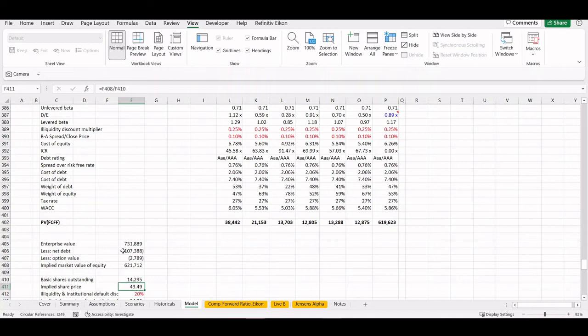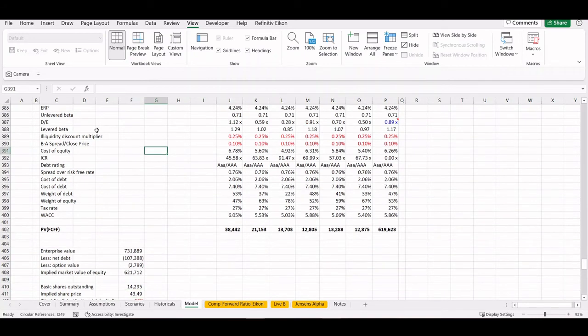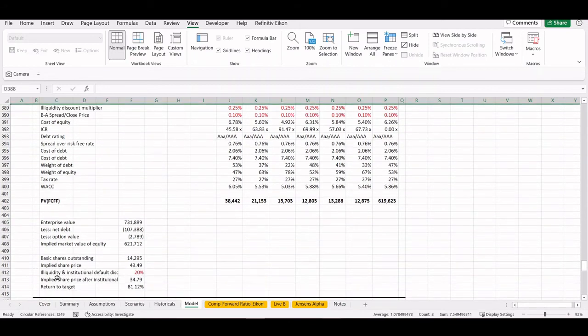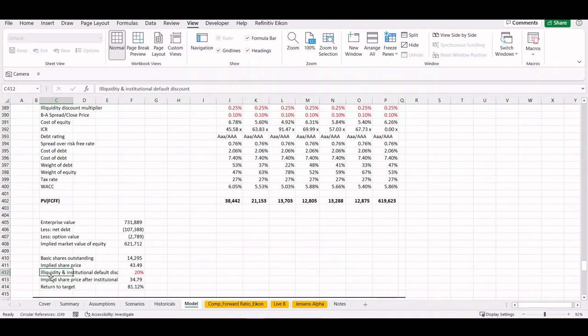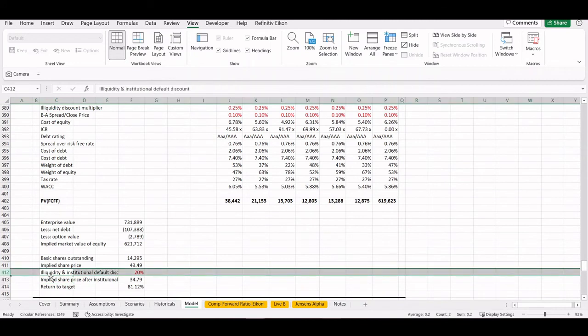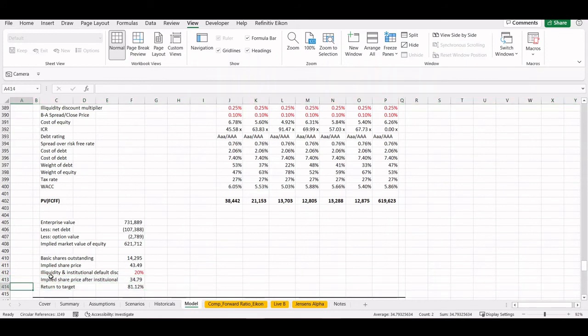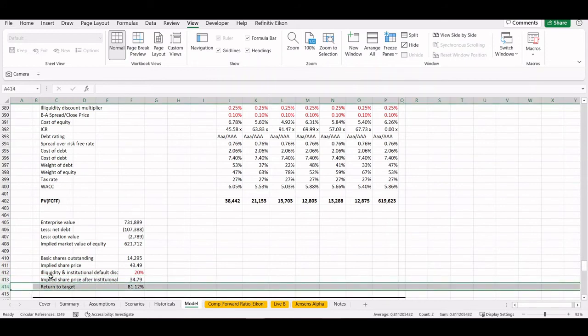It's dependent on the beta of their portfolio with respect to the market, which is supposedly higher than the market beta. So potentially the levered beta could be increasing and it could be higher than what we have arrived at here. As a result, given the liquidity and given the institutional default and the ownership, we applied a discount still at $34.79. The stock is 81% undervalued.